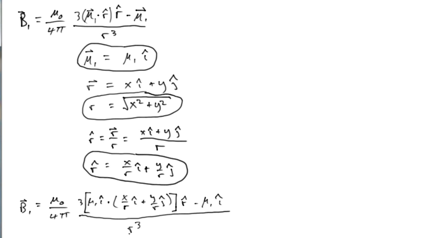The R hat, I think I would like to go ahead and substitute for that. So R hat, this should be right now, x over R times I hat plus y over R times j hat. And there's the R hat, and then minus mu1, and there's the mu1 times I hat. Alright, that's more like it.